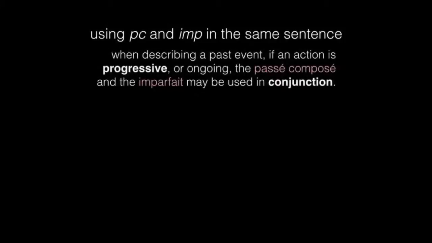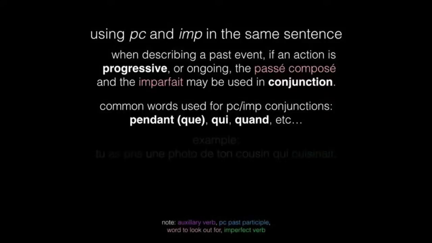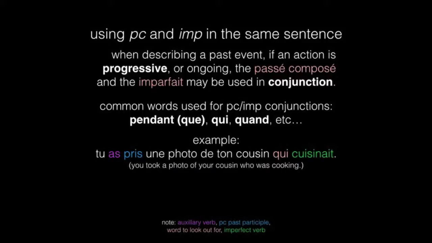Alright, what about using Passé Composé and imperfect in the same sentence? Whoa. When describing a past event, if an action's progressive or ongoing, the Passé Composé and the imparfait may be used in conjunction. There are some common words that usually pop up in these kinds of conjunctions, some of which include ben donc, qui, quand, etc. For example, tu as pris une photo de ton cousin qui cuisinait. You took a photo of your cousin who was cooking.